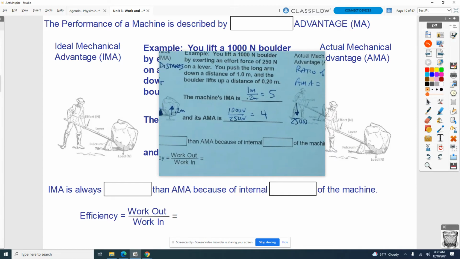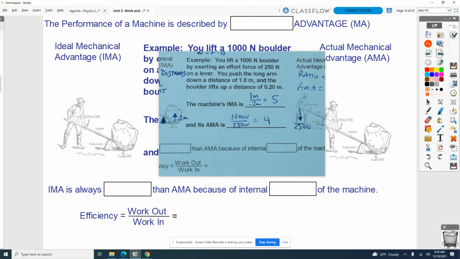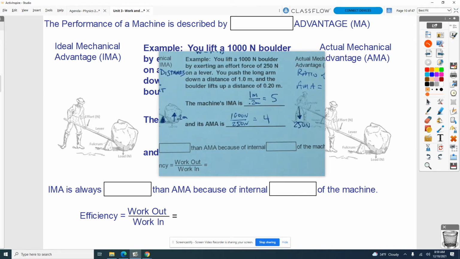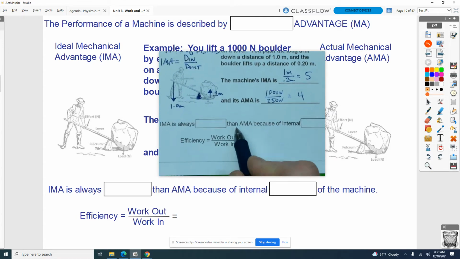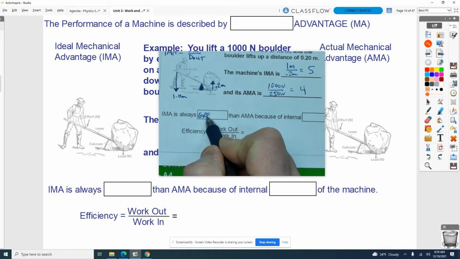Now what we'll see is anytime we look at machines, and I mentioned the concept of efficiency is one of the important concepts of machines that helps us understand work and energy transformations, is that we'll always see the AMA is going to be less than the IMA. Another way to say that is that the IMA is always greater than the AMA.